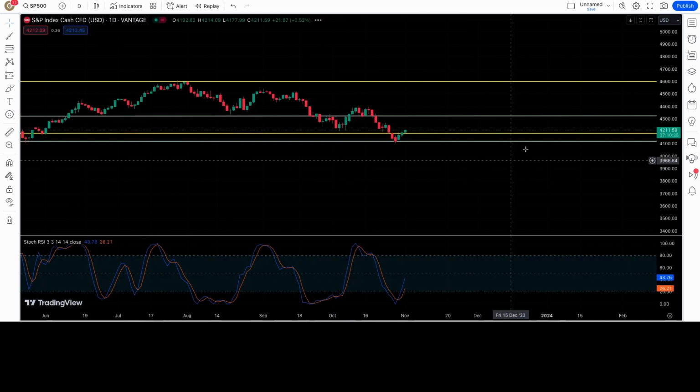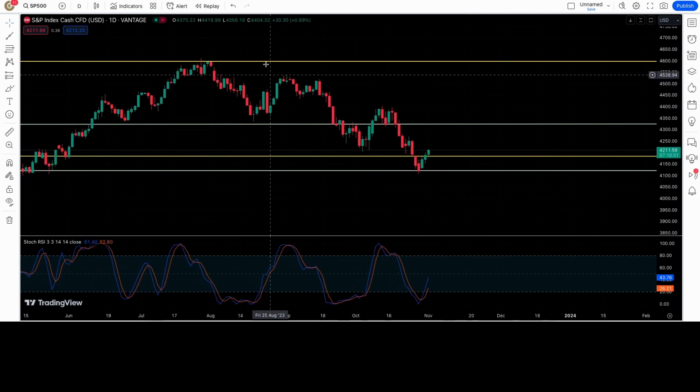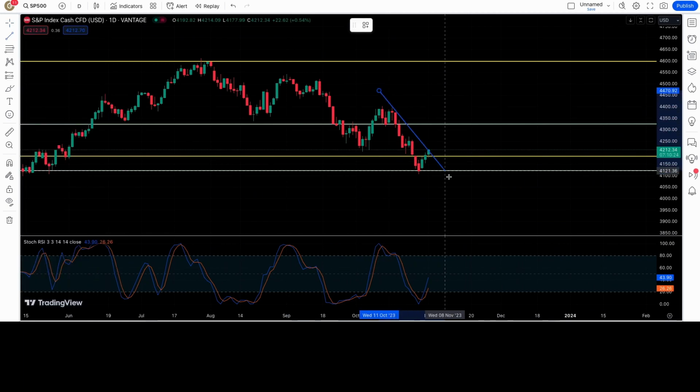Then we go to the daily time frame and we can see that there is a downtrend. The first thing we do is to draw the trend line. Ideally the line touches 2-3 points. The more the better.